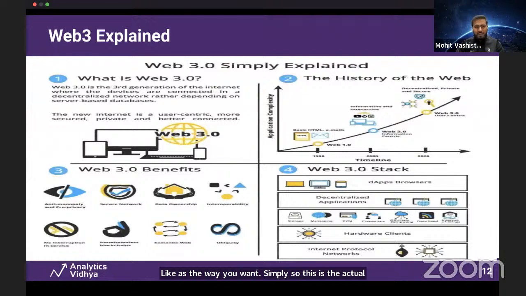Now I will explain what exactly web 3 is. Web 3 is the third-generation internet, where devices are connected in a decentralized network rather than depending on server-based databases. Server-based databases means the server is owned by Facebook, Google, Microsoft, GitHub, Twitter, right? So your data is with someone else. If the data is decentralized, it means the computation happens anywhere, right?